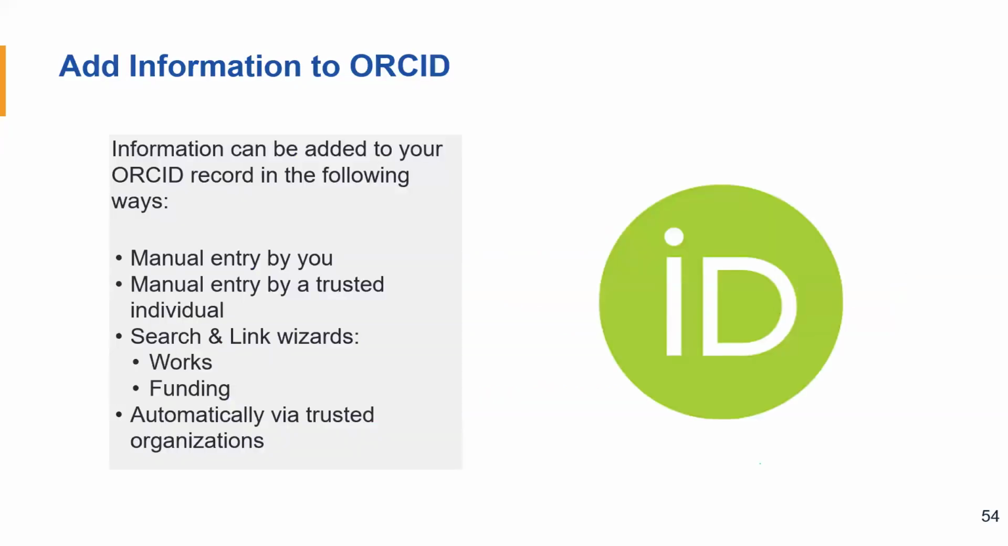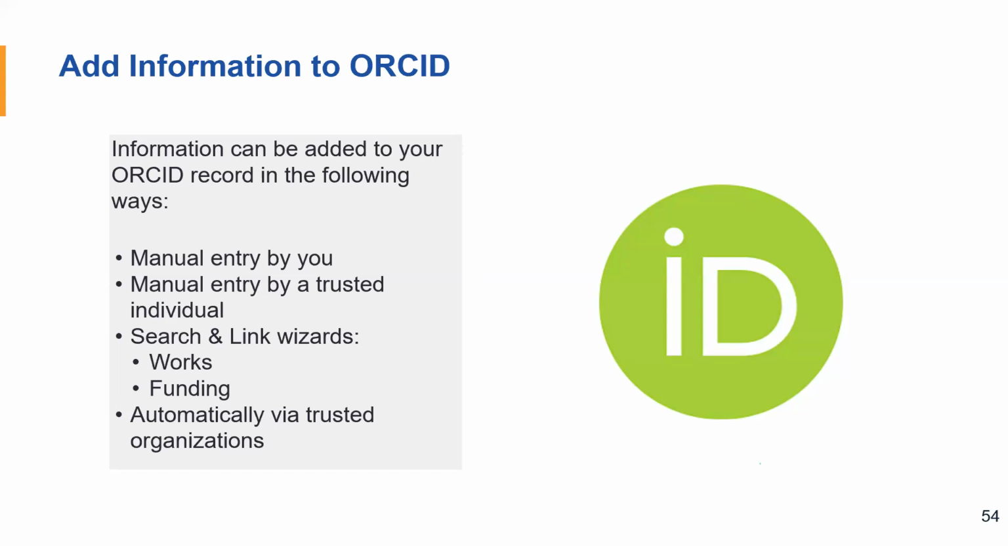That said, information can be added to your ORCID record in a few different ways. You can add information to your ORCID record yourself, or you can designate a trusted individual to add information to your ORCID record for you. This is helpful if you have, say, an assistant, for example, or another person that you want to put in charge to update your ORCID record.